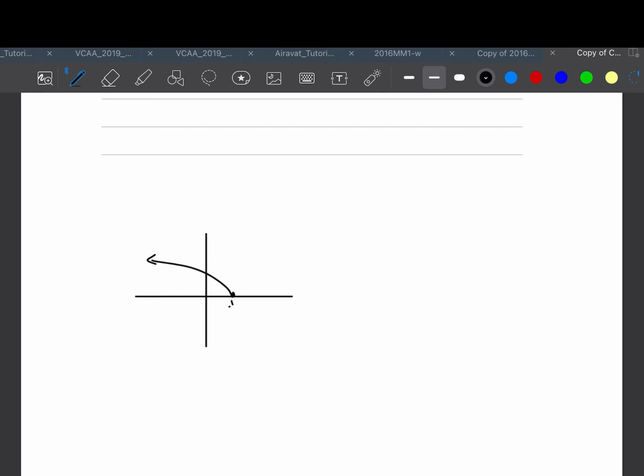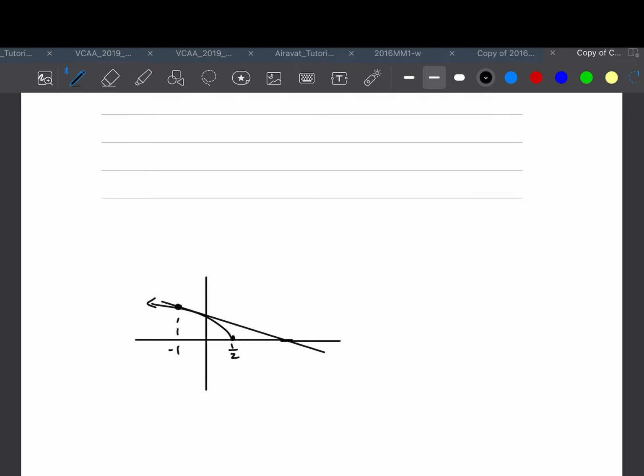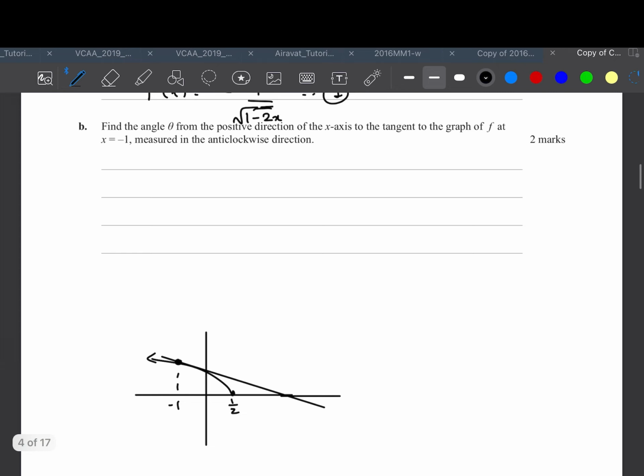So yeah, this is going to be half, and again this is just going to be our tangent. So if I were to draw a tangent over here like so, okay, now this is going to be negative 1. And now what we have to do is to find the angle theta measured from the positive direction of the x-axis in anti-clockwise direction. So anti-clockwise direction is this way, and we are measuring it from the positive direction of the x-axis. So this is going to be our theta. Alright, so let's just solve for the gradient first, because gradient is also equal to tan theta, right? And then we can just figure out what the theta is.